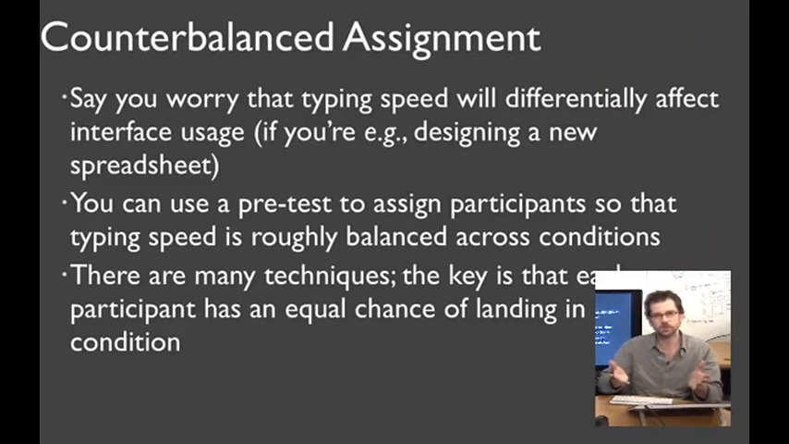There's many techniques for doing this. The simplest way to do it is just look at high-speed typers versus low-speed typers. The key, no matter what, is that each participant has an equal chance of ending up in either condition. Let's walk through an example.